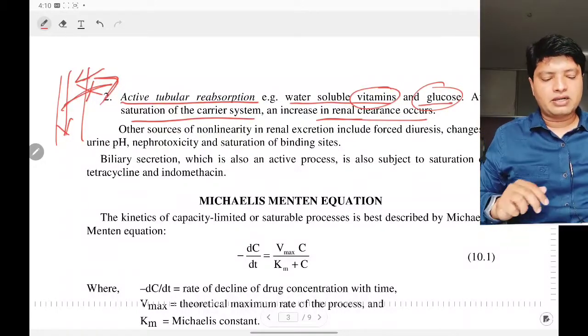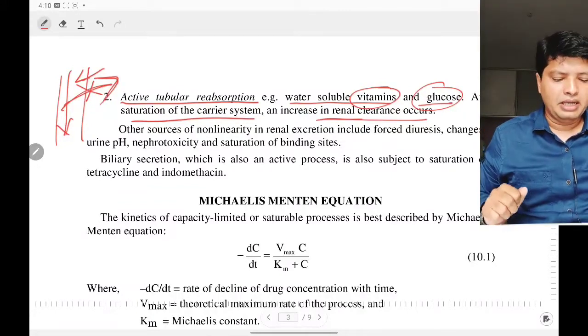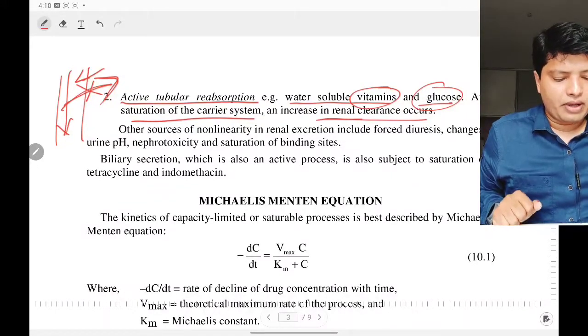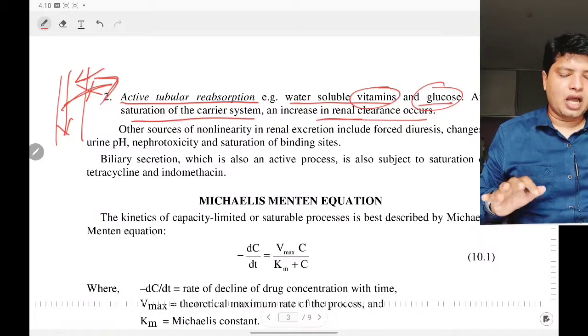In the next class, we will try to see the Michaelis-Menten equation. I hope you understand.